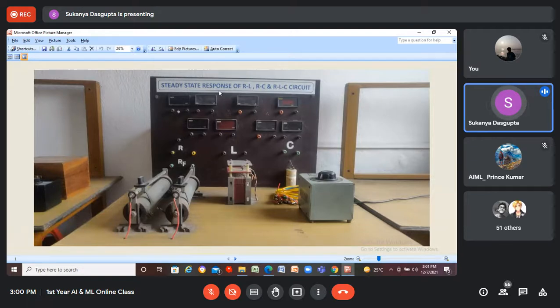Actually, at the back of this panel, the initial and the final terminals of this coil, this capacitor, and these rheostats are connected with these terminals, right? So that is the advantage of panels, panel mounted circuit diagrams. It is not required to connect the elements directly to the circuit, right? They are already connected internally.